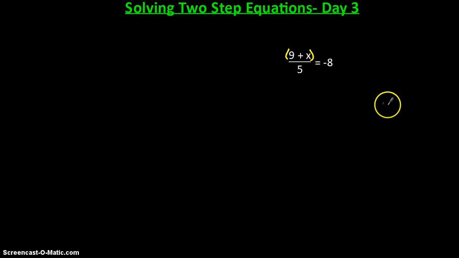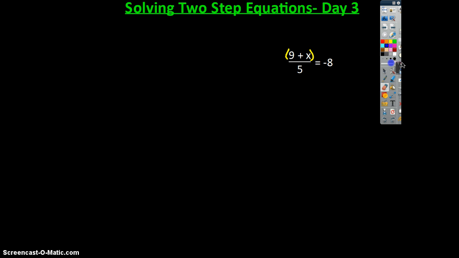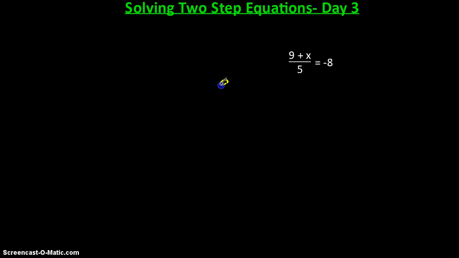But if I wanted to split this whole thing up, I could. Realistically, I have 9 over 5 plus x over 5. That's just by definition, because we're not picking and choosing what we're dividing by 5 in this case, because it's the whole quantity, 9 plus x over 5.